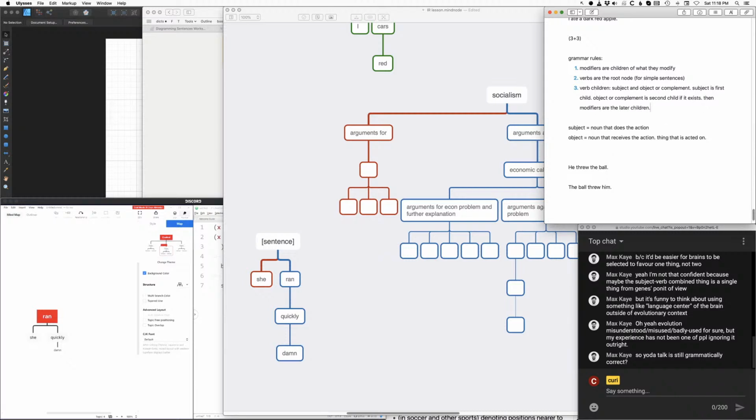Okay, so the next thing about these trees is you have to put the stuff under the verb in order. So whatever the first thing under the verb is, the leftmost child, is the subject, and then you put the object, and then you put modifiers. Yeah, I'm not sure I quite understand, but right now I want to put parentheses and she ran damn quickly.